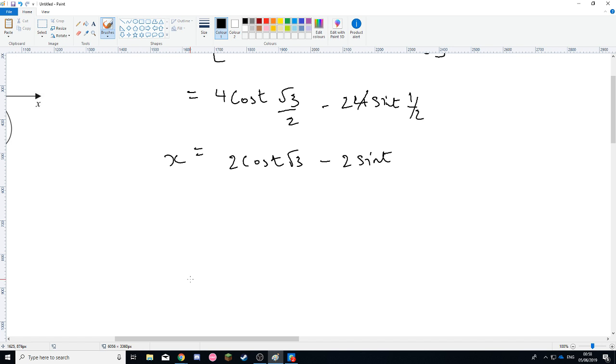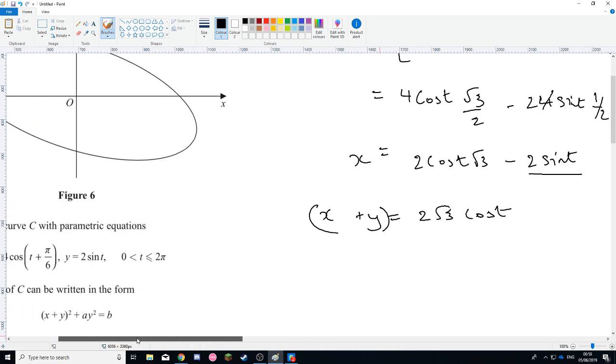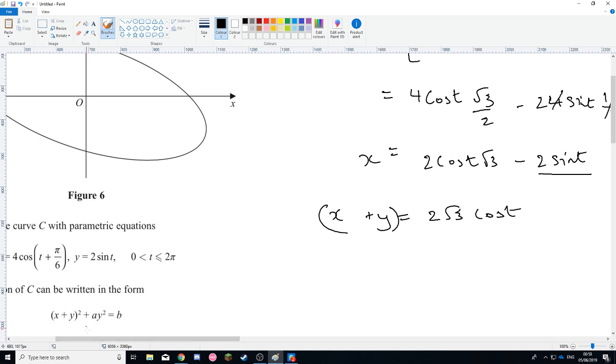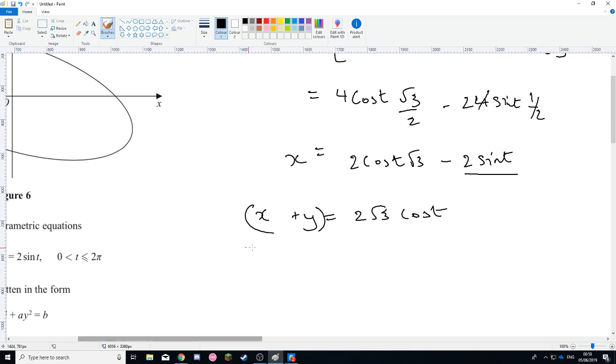One second, I'm just thinking. Okay, cool. So 2 sine t is y. So x plus y is equal to 2 root 3 cos t. And do we want x plus y? We do want x plus y squared. So for the hell of it, let's square it. x plus y squared is equal to 2 root 3 squared, which is 4 times 3, 12 cos squared t.